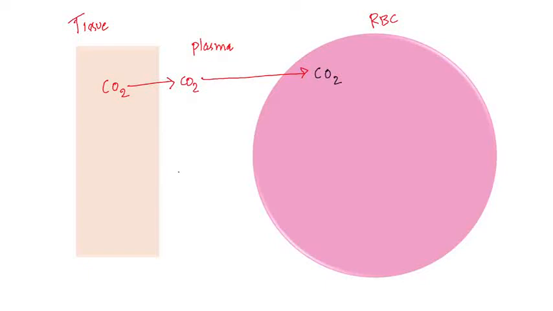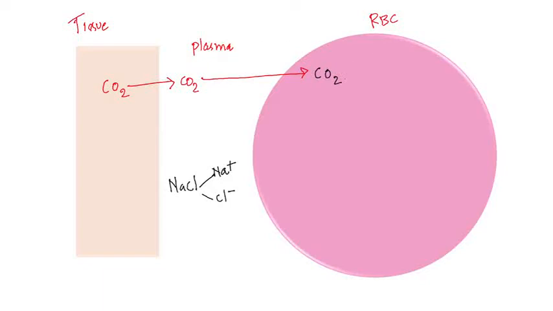In the plasma, we know that there are different kinds of salts. One of the salts present in the plasma is NaCl, that is sodium chloride. Sodium chloride dissociates in the plasma and gives rise to the sodium ion, Na plus, and the Cl minus ion. So now let's go back to the carbon dioxide which is waiting in the RBC.